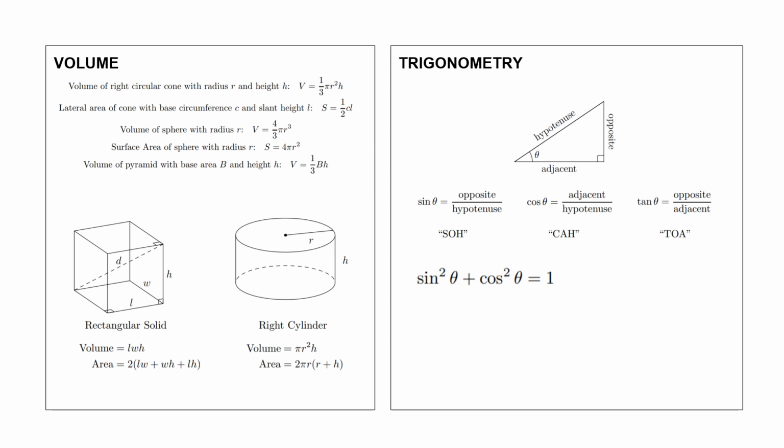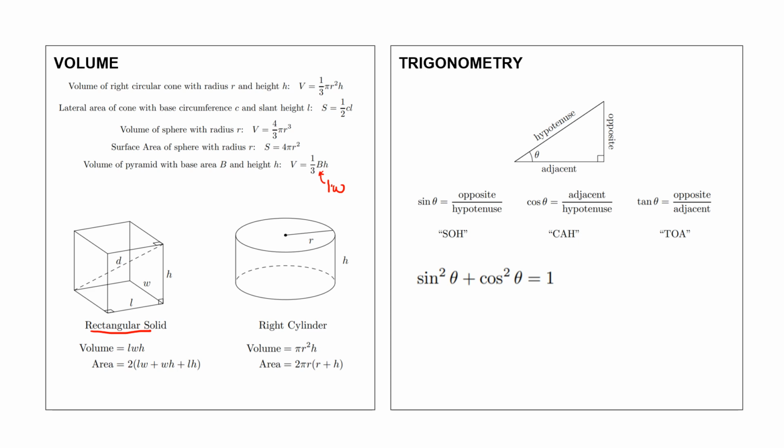The volume of a sphere is 4/3 pi r cubed. The surface area of a sphere is 4 pi r squared. And the volume of a pyramid is 1/3 base times height, with base being the area of the base. So if they give you length times width for that, that's what you should do. All right, so moving on to rectangular prisms. You have a volume of length times width times height, and you have an area of 2 times the sum of length times width plus width times height plus length times height.